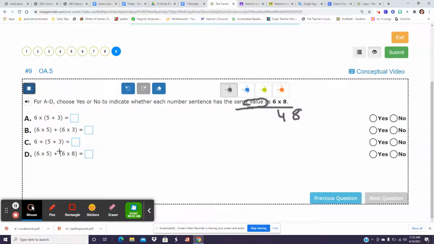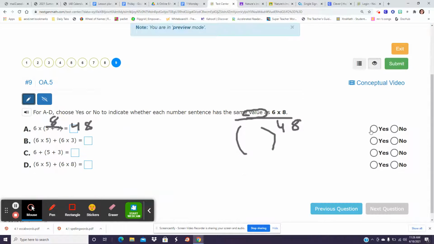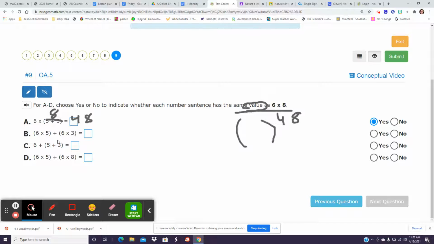Just remember the order of operations. You always do parentheses first. So 5, 6, 7, 8. That's plus. Then you would have that gone. So now what's left? 6 times 8. Well, isn't 6 times 8 48? Yep. So this one is definitely a yes. Then you need to go through and do the other ones. I'm not doing them for you. Figure out if it's a yes or a no that they equal 48. And that's your problems for today.